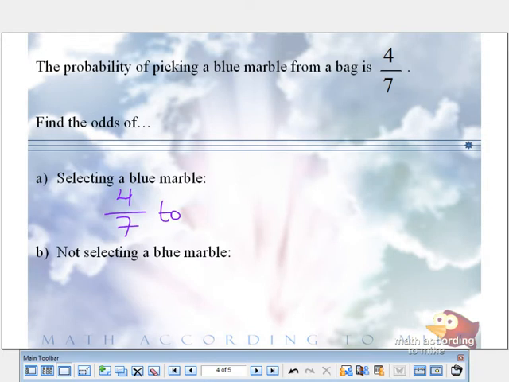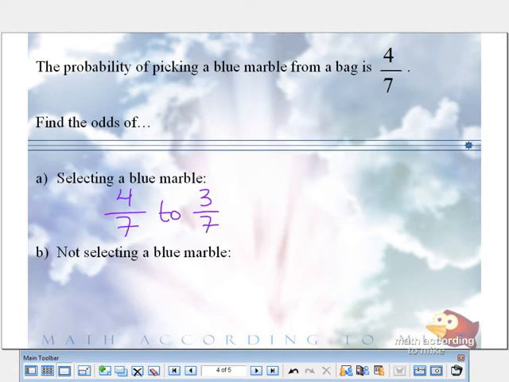4/7. So that's the probability of picking a blue marble. What's the probability of not picking a blue marble? 3/7. We're not done. We need to reduce this now.